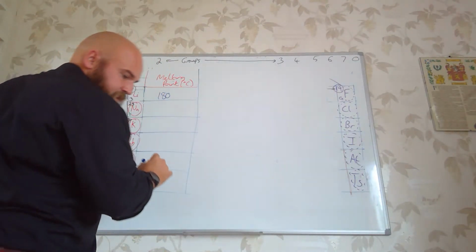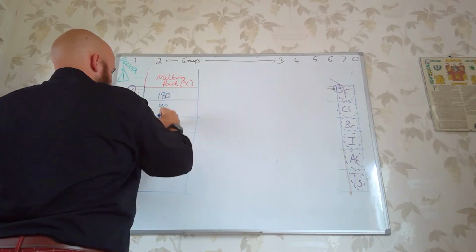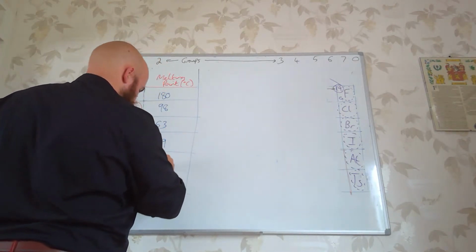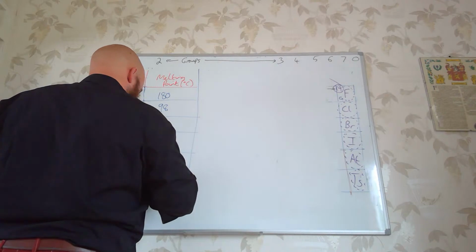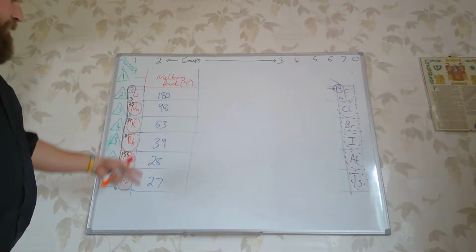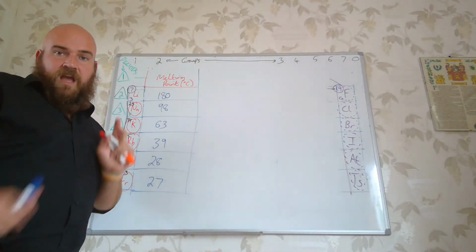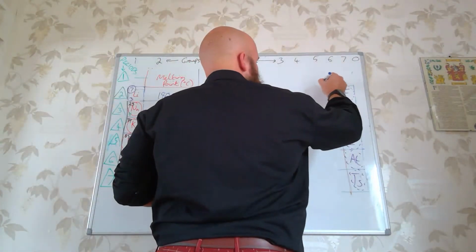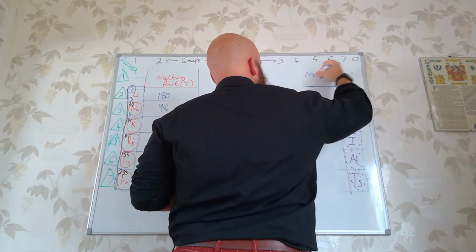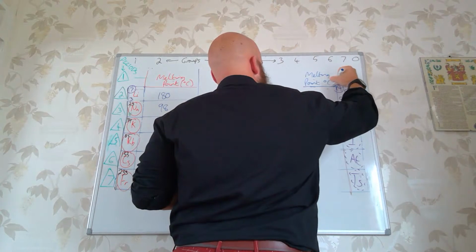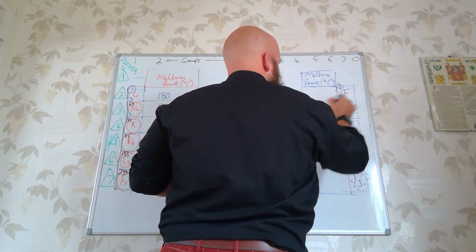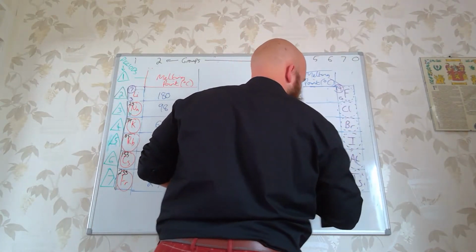And we've got sodium, which is 98, potassium 63, rubidium 39, 28, and 27 for francium. So those are the melting points of the group 1 metals. I'm going to do the same for group 7, the halogens. I'm just going to put melting point here, degrees C. Then I'll write the numbers in again, and I'll explain what I want you to have a go at.